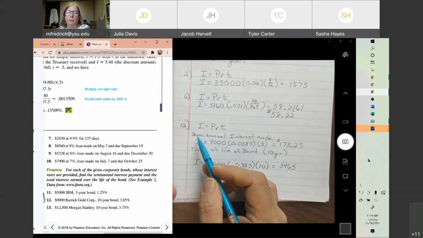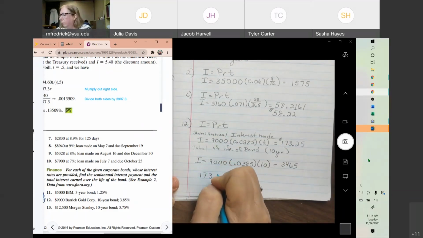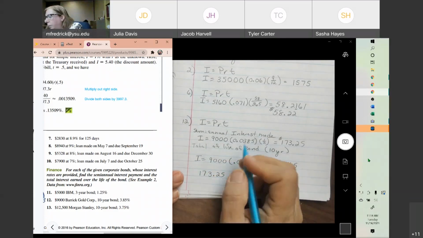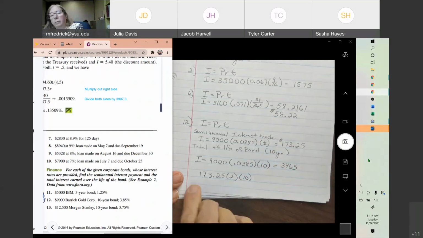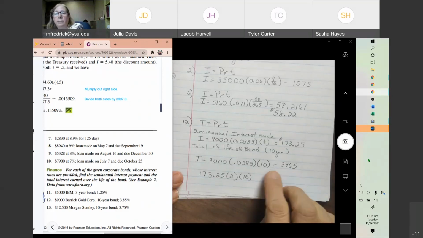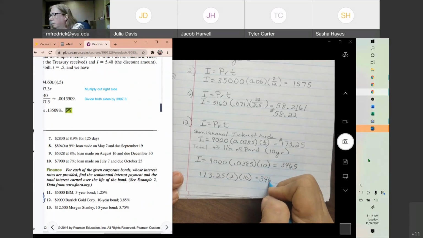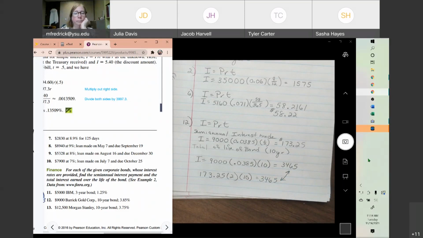Another way you could find it, when you're finding the semi-annual interest, we're making this every 6 months. So if we multiply by 2, that's how much we make in a year. And then if we multiply by 10, that's how much we'll make in 10 years. These two values are equal. Any questions on that?